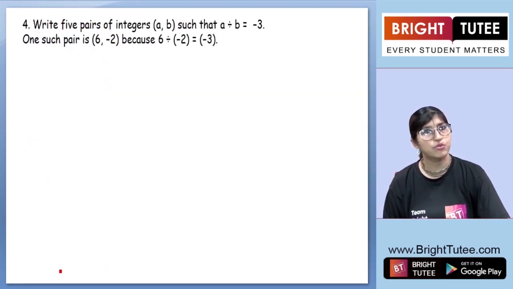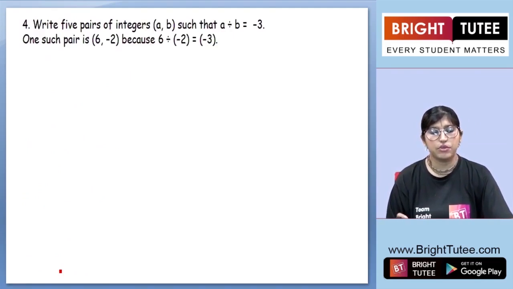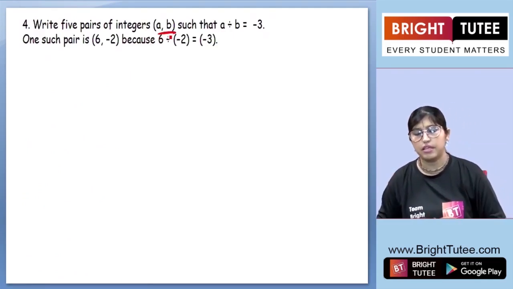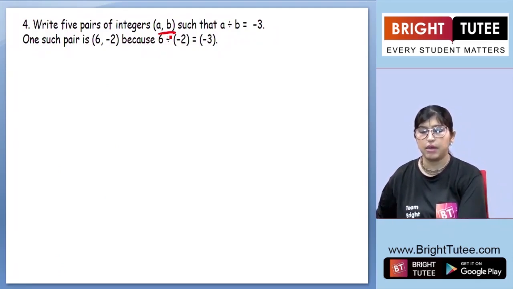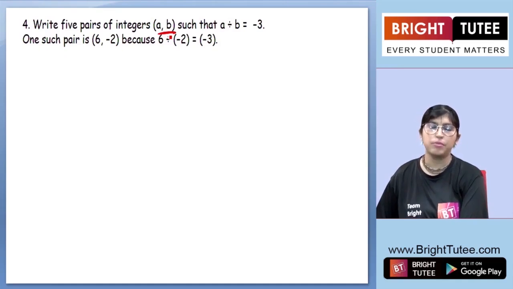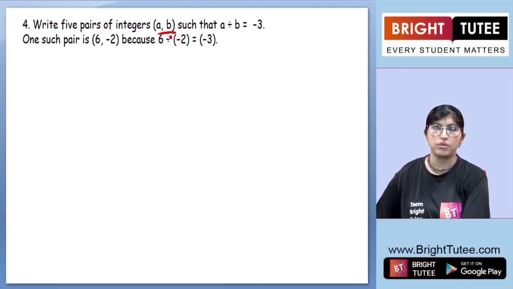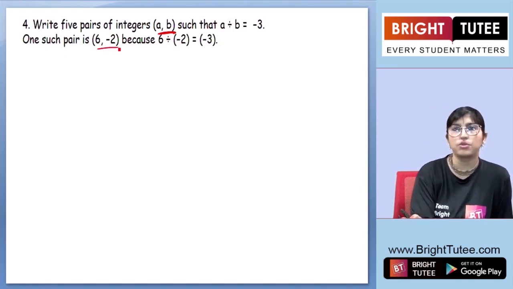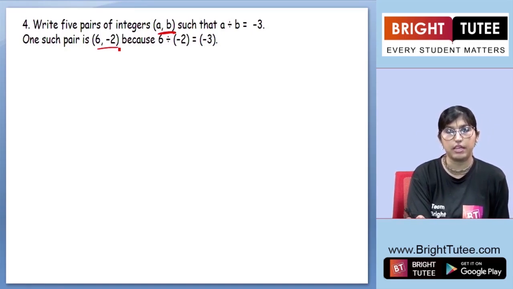Now let's move on to the fourth question. It says that we need to write 5 pairs of integers a and b such that a divided by b is equal to minus 3. So we'll be needing two numbers, so that if we divide them, we'll be getting minus 3. That is the question which they asked. They've given one such pair, which is 6 comma minus 2, as when 6 is divided by minus 2, we'll be getting minus 3.